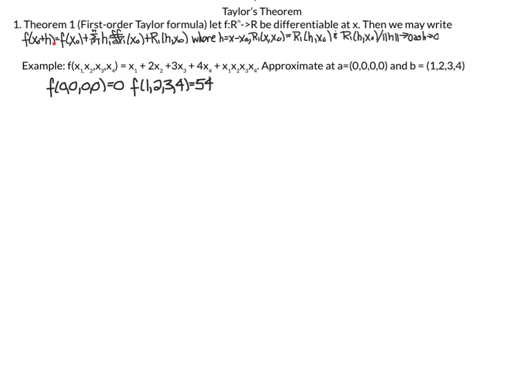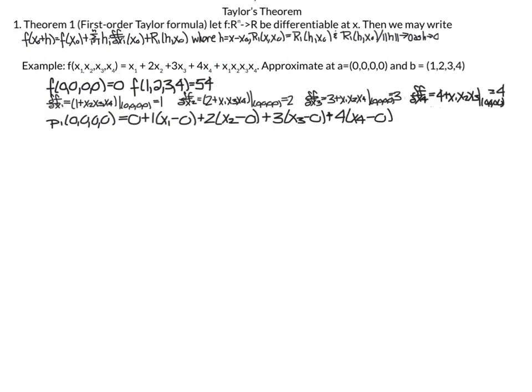So the first thing we need is our f evaluated at a. So first we have f evaluated at 0, which is just 0, and f evaluated at 1, 2, 3, 4, so we plug in 1 for x1, 2 for x2, 3 for x3, and 4 for x4, and we get 54. Next we need to take our first order partial derivatives.